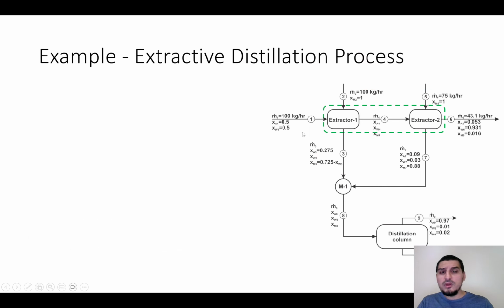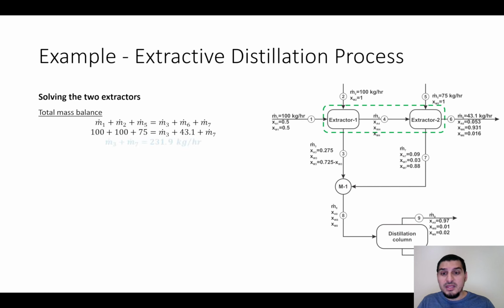So what we are going to do now is we will start with the 2 extractors. If we solve the 2 extractors, we can apply the total mass balance. So if we apply the total mass balance, it's going to be M1 plus M2 plus M5 equals M3 plus M7 and M6. And we can substitute with the values that we have, and we will end up with an equation in two unknowns, which is M3 and M7.